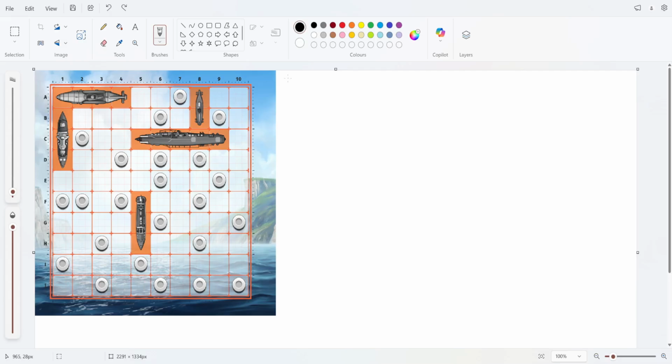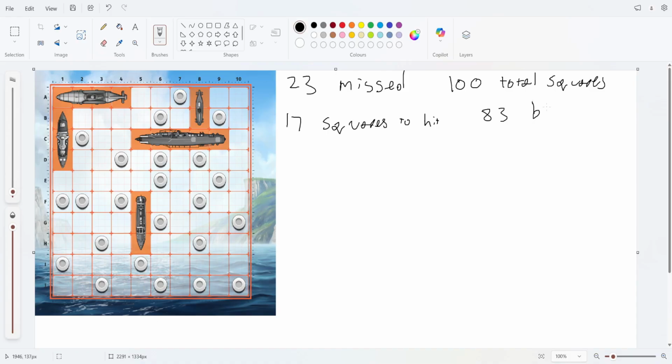So first of all, there were 23 missed shots and the board is a 10 by 10, so there's 100 total squares to hit. And the ships take up 17 squares, so that would mean that there are 83 blank spaces. So the first thing I'm going to do is work out the probability of missing one shot, which would be 83 over 100, because of the 83 and the 100 here.